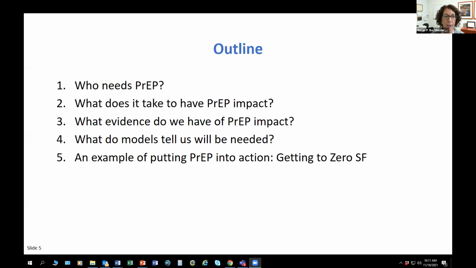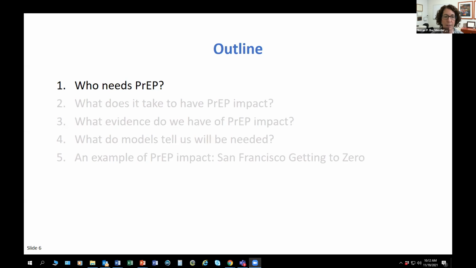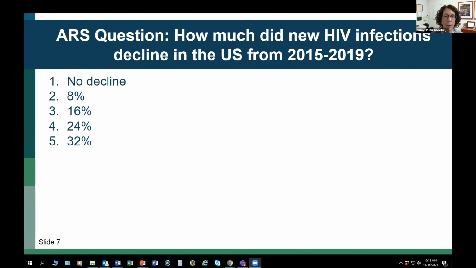So this is the outline. We're going to talk about who needs PrEP, what does it take to have PrEP impact, what evidence do we have of PrEP impact, what do models tell us will be needed, and then I'll give you an example of putting PrEP into action. So let's start with who needs PrEP, and we'll start with an audience response question.